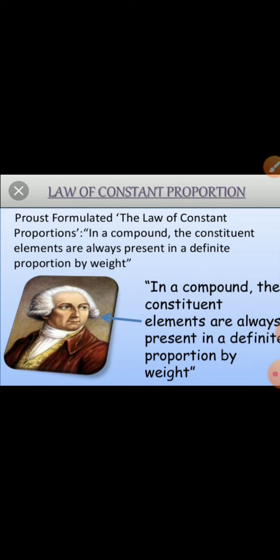In a compound means, for example, water is a compound. What does water contain? Hydrogen and oxygen. Means in water, H2O, this is the molecular formula. Two atoms of hydrogen and one atom of oxygen combine to form a water molecule. So this water is formed by a fixed proportion of mass, 1:8.